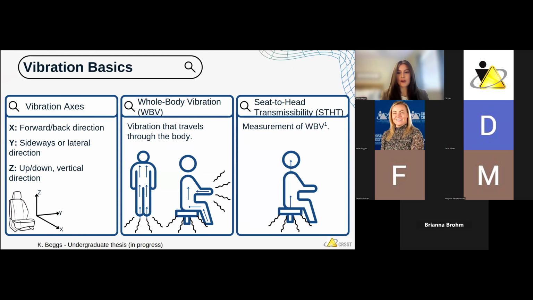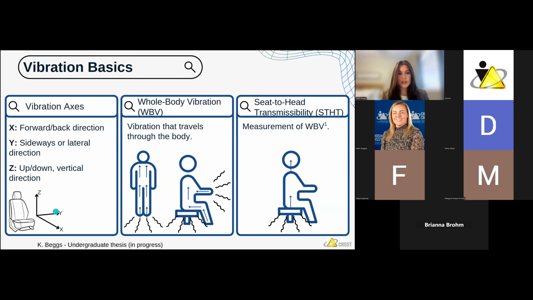Okay, so to start, I'm going to review some vibration basics so that we're all on the same page for this presentation. So whole body vibration is measured across 3 different axes. We have this X direction here, and that's the forward and backward direction. Then we have the Y, which is the sideways or lateral direction. And then we have the Z axis, which is the up or down, vertical direction. And this is the one that we're going to be most concerned about with whole body vibration.